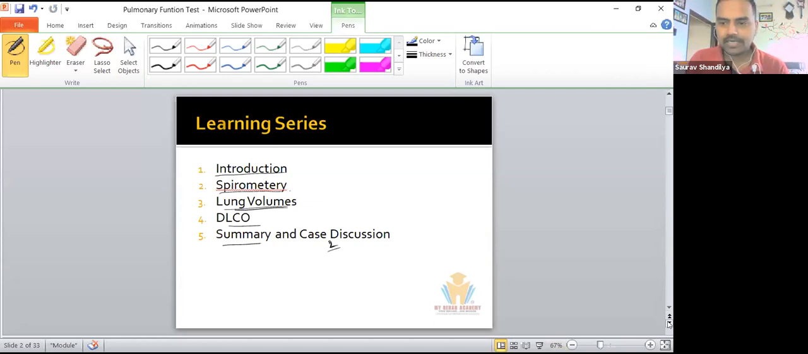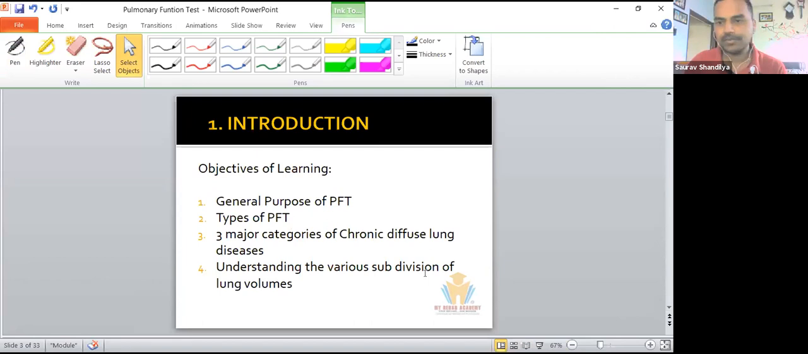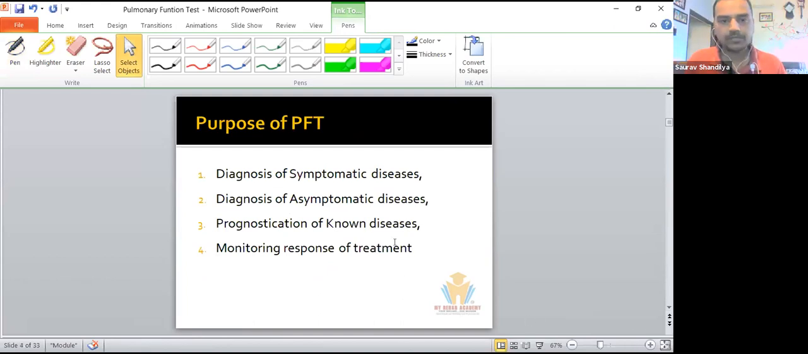As we know, PFT is an abbreviation of pulmonary function test. We have to understand what the purpose of PFT is. Do we do PFT just for checking gaseous exchange diseases like chronic diseases, or also about certain vascular diseases like pulmonary vascular diseases? Then we have types of PFT, a general PFT and a standard PFT, which we'll see just now. Then we'll talk about the major categories of chronic diffuse lung disease, and then try to understand the various subdivisions of lung volumes.